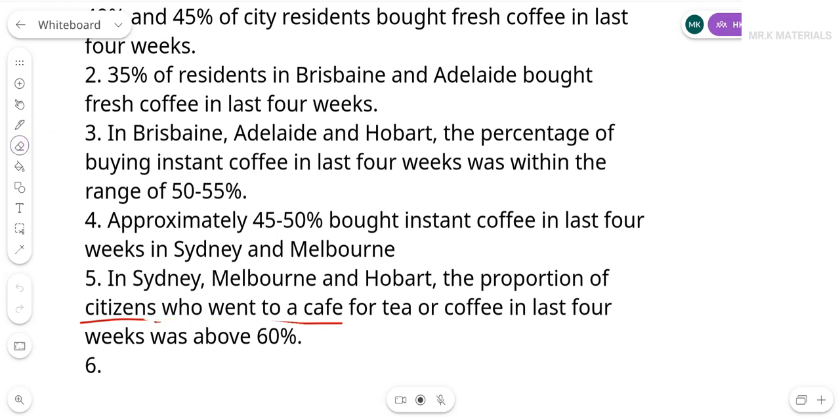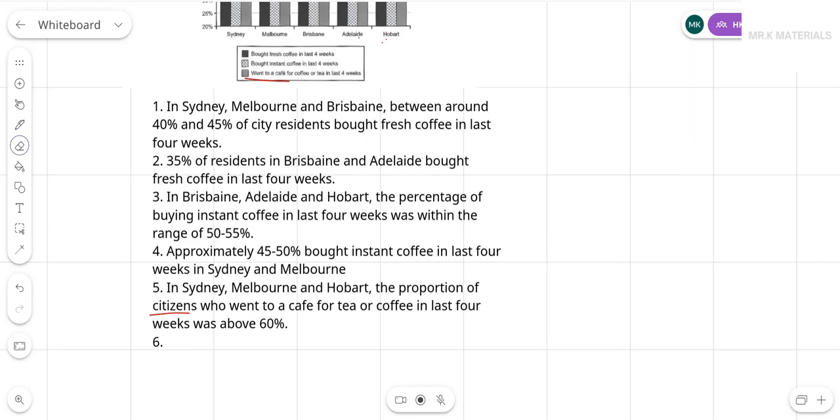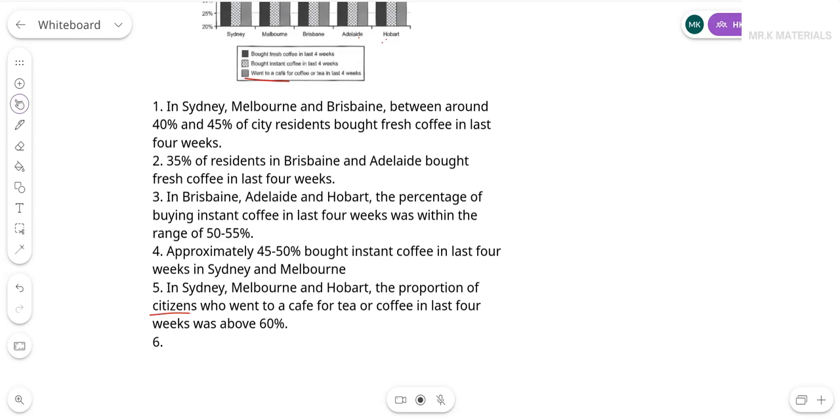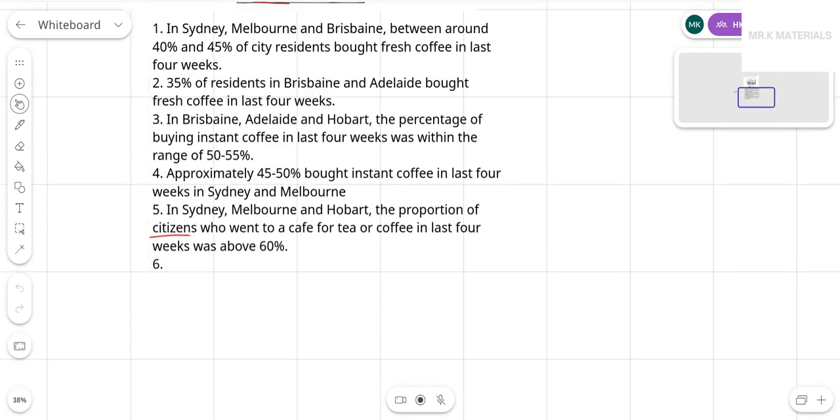All right, let's go ahead here, fellas, because I need to describe the citizens. I cannot just say the proportion of citizens. I gotta highlight here, went to a cafe for tea. There are other ways to do this. Here I chose relative clauses, the simplest, the fastest way, and the best way in this case.